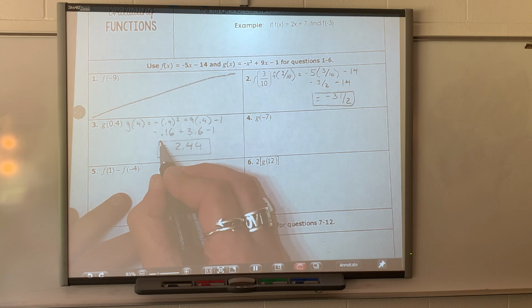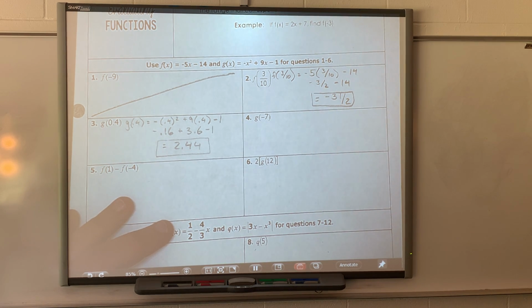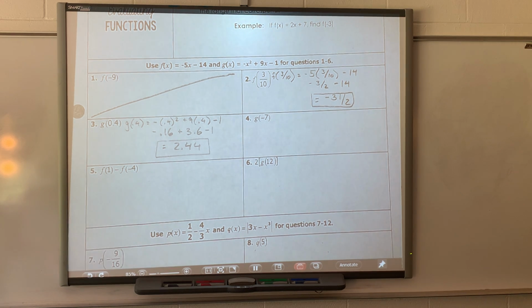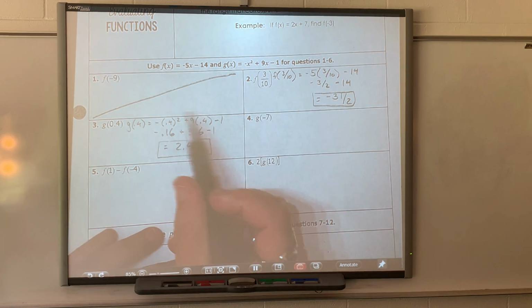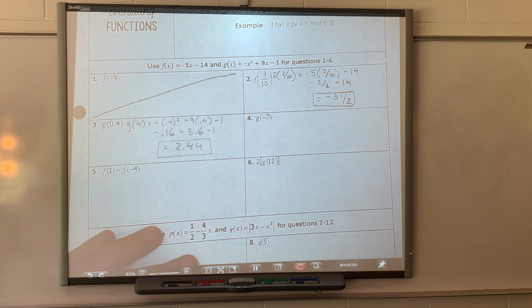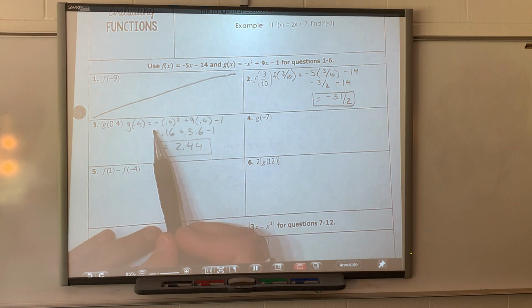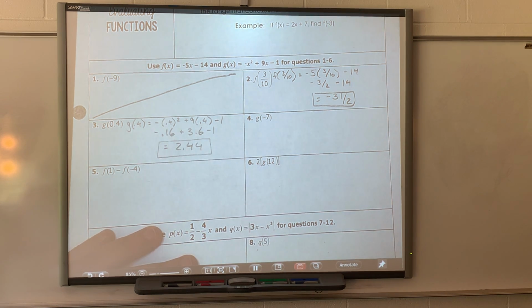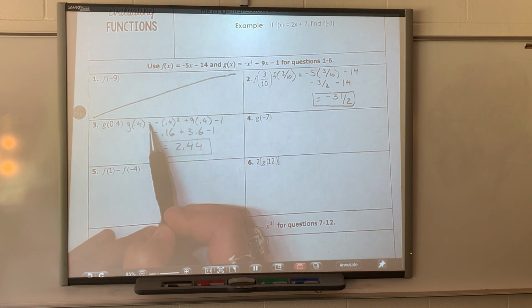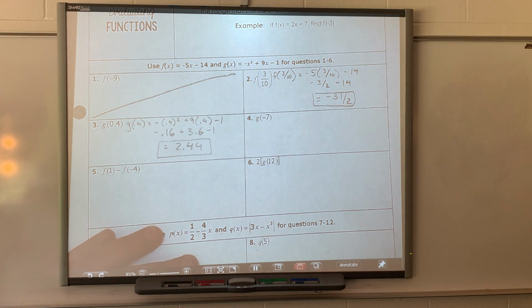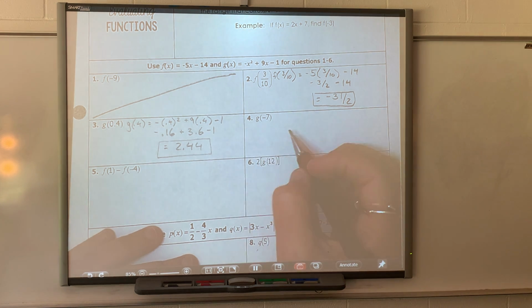What gets you guys are not process problems. What gets y'all are sign problems, because you don't know when to put the negative where it goes. This right here, because it's not negative 0.4 squared. It's negative and then the 0.4 is squared. And y'all don't know when it goes where. That gives y'all an issue.